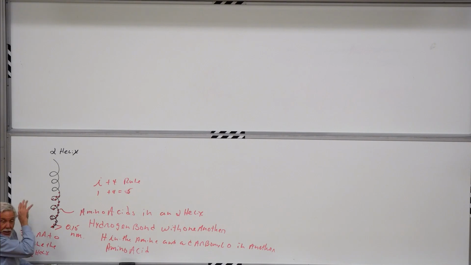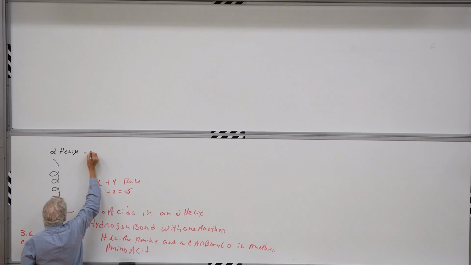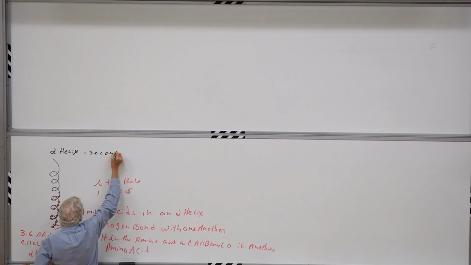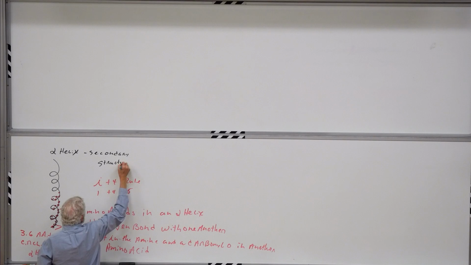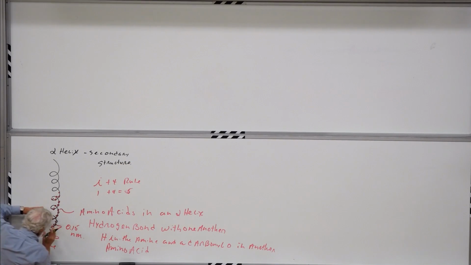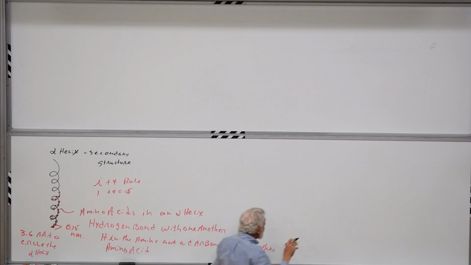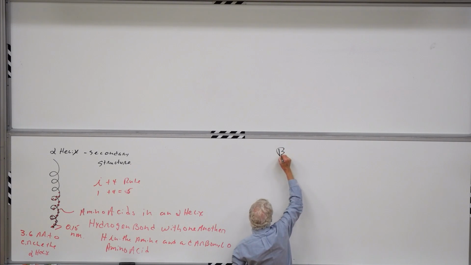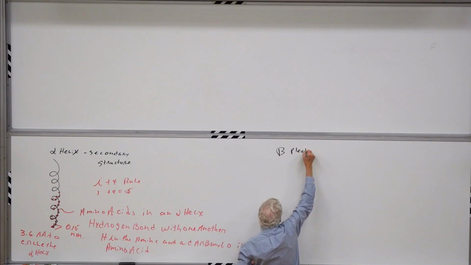So any questions up to here? So this is the alpha helical structure. And this is a classic form of secondary structure. And then, again, to emphasize the hydrogen bonding is from one amino acid to the next within the spiral staircase. That compares to something over here known as beta pleated sheet.